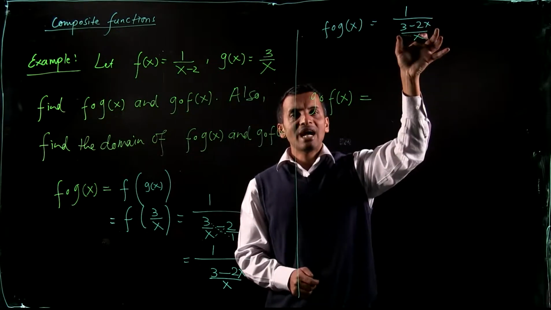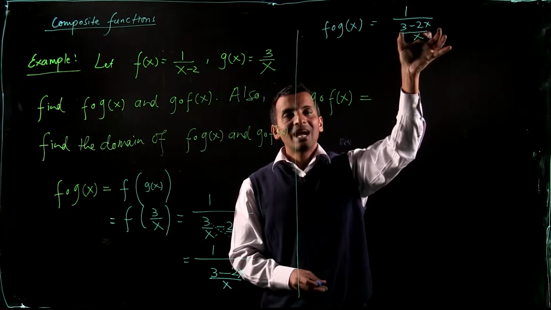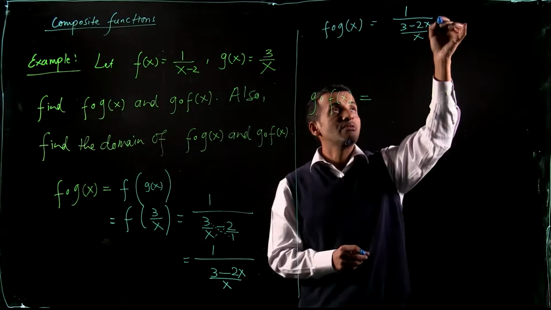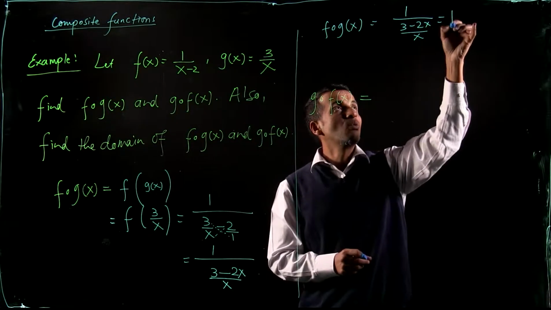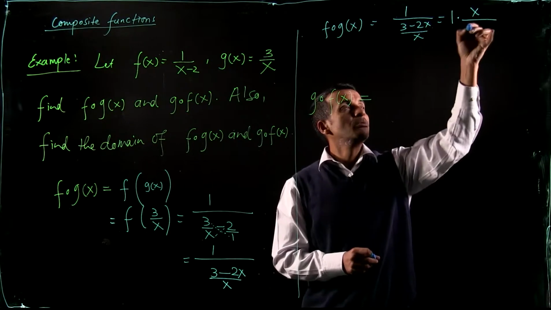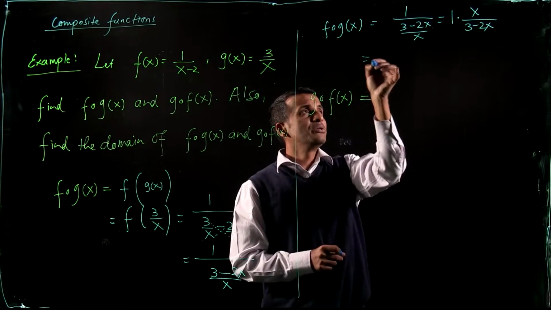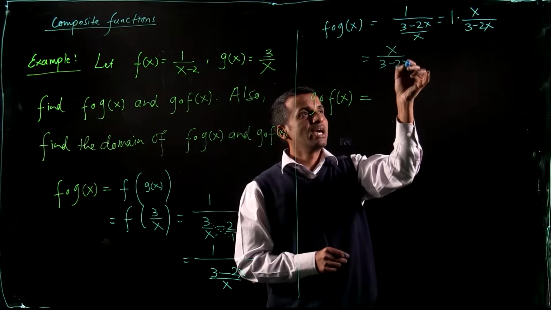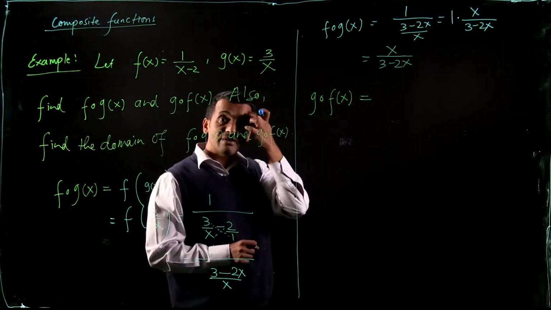So if you want to write that in just a fraction, not the fraction of the fraction, what you do is you write the reciprocal of the bottom fraction, right? So you write 1 times x over 3 minus twice x, right? So what do you get? You got x over 3 minus twice x. So this is f o g, or the composite of f and g.